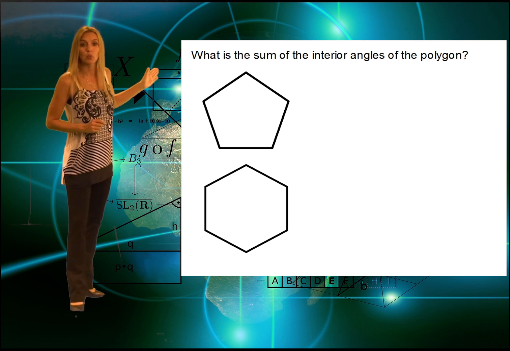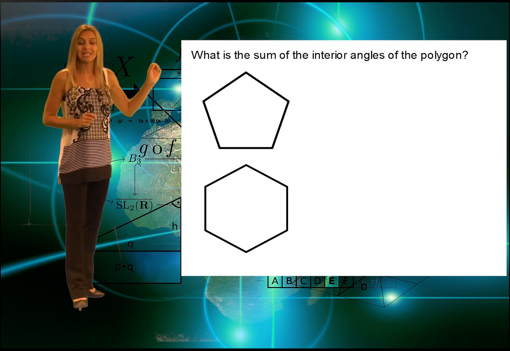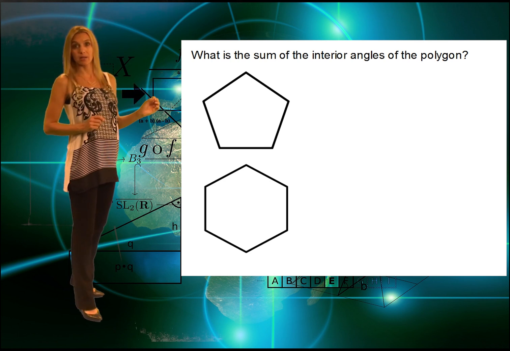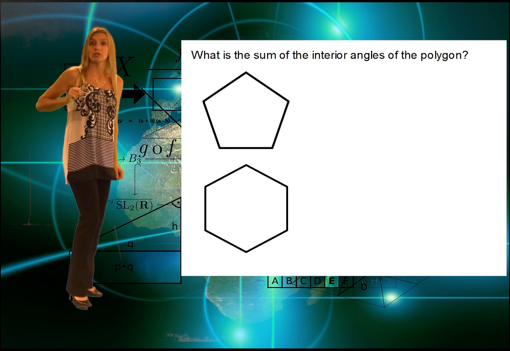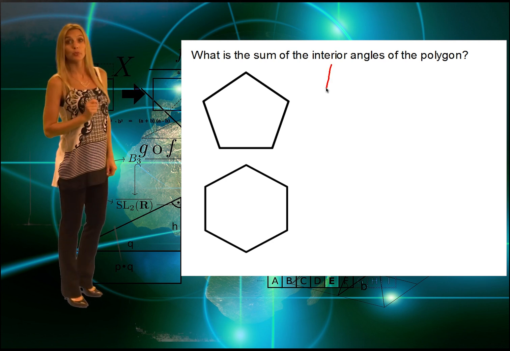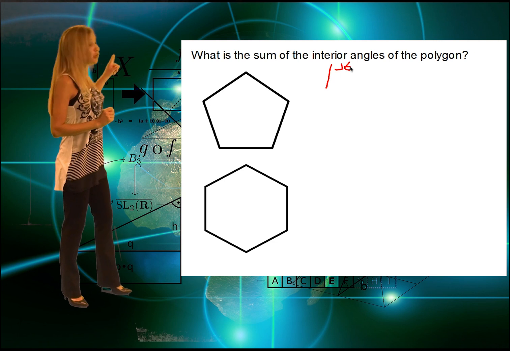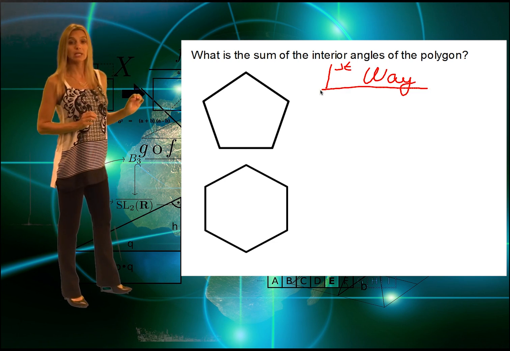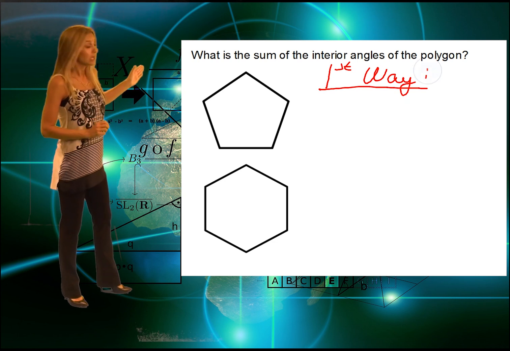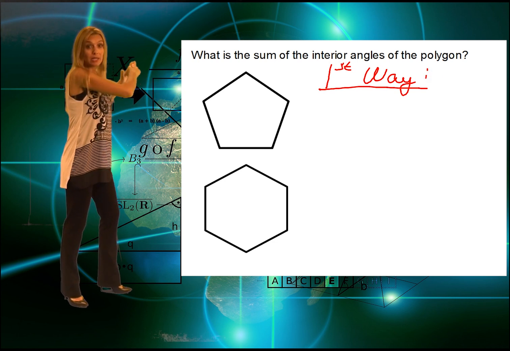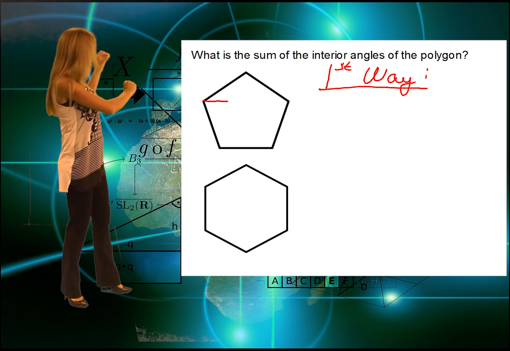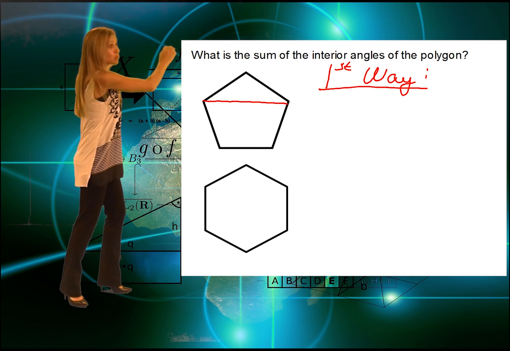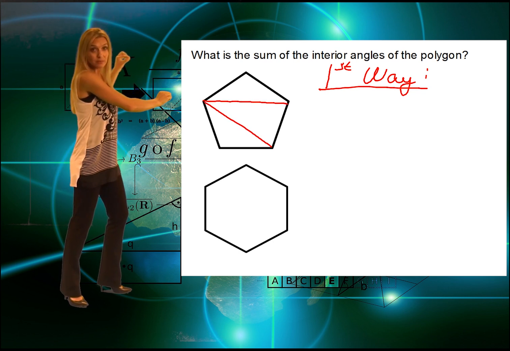In here it says, what is the sum of the interior angles of the polygon? Well, there's 2 ways to figure this out, and I will show you both ways. The first way is we can create triangles, all right? So let's look at the pentagon. I'm going to draw a line. I'm going to create triangles. So from one vertex, I'm going to draw lines to the other vertexes.